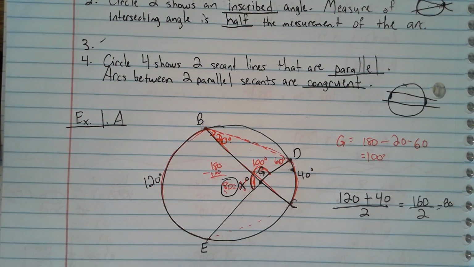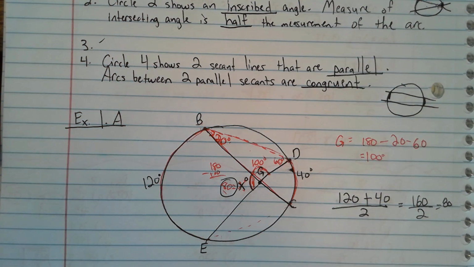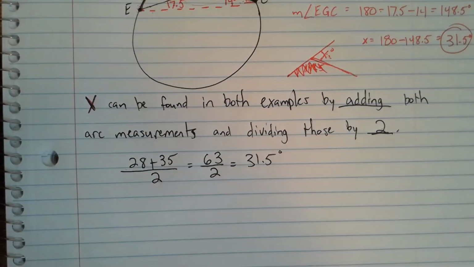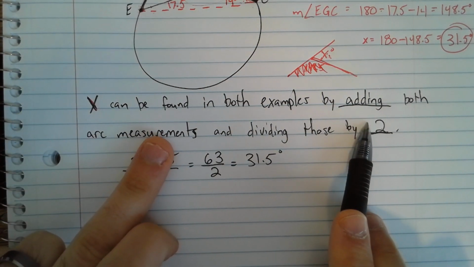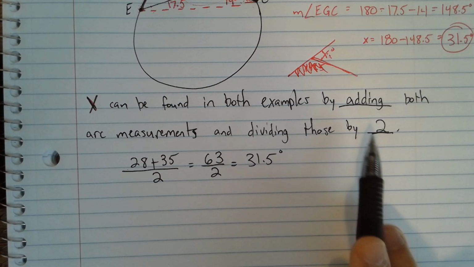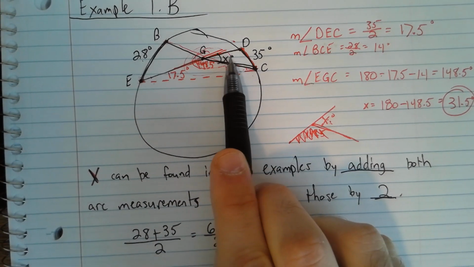So this drawing the imaginary dotted line, it's good that you know that's where this came from, but whenever you solve these examples, just know this is what you need to really focus on. x can be found in both examples by adding both arc measurements together, then dividing that by 2, and that will give you this x value.